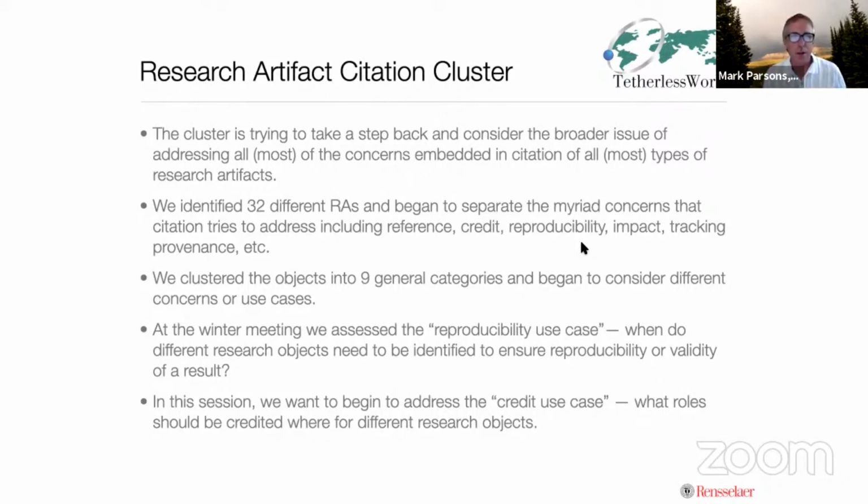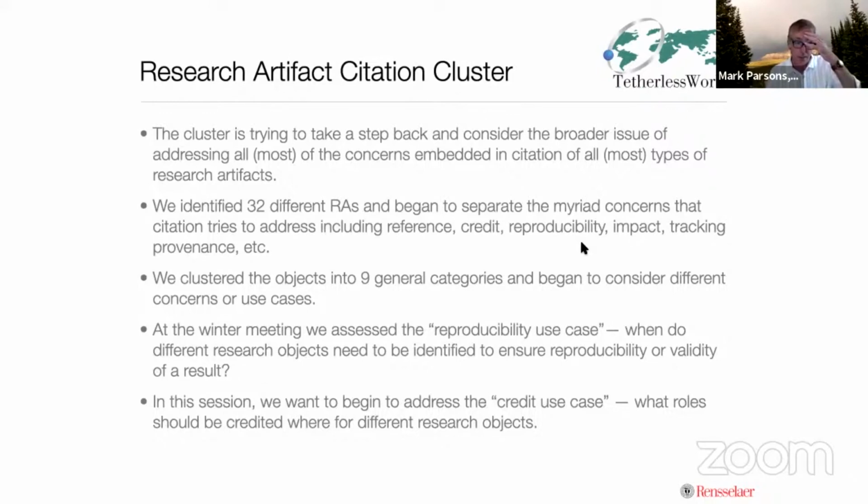So as I mentioned, the cluster is trying to take a step back and consider the broader issue of addressing all these different concerns embedded in citation for different types of research artifacts. We've identified 32 different types of research artifacts and then began to separate these different concerns that citation tries to address. As I mentioned: reference, credit, reproducibility, impact, tracking provenance, et cetera. And we've clustered those 32 different artifacts into 9 general categories and began to consider these different concerns or different use cases, if you will.